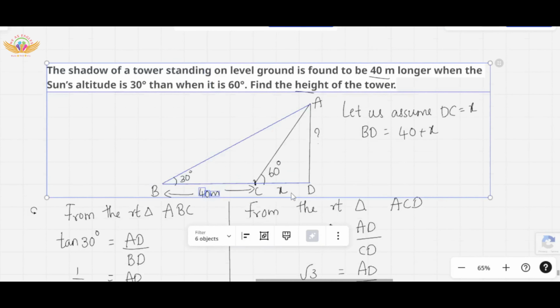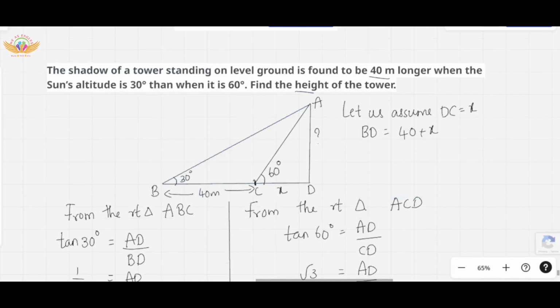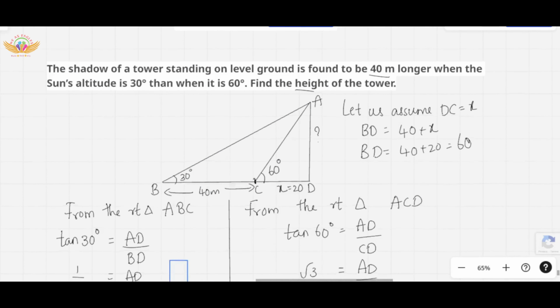See here, x value is this one, that is equal to 20. We got it. So now BD is equal to 40 plus 20, that is equal to 60. So we got BD value 60. Done. Now we have to find out AD.